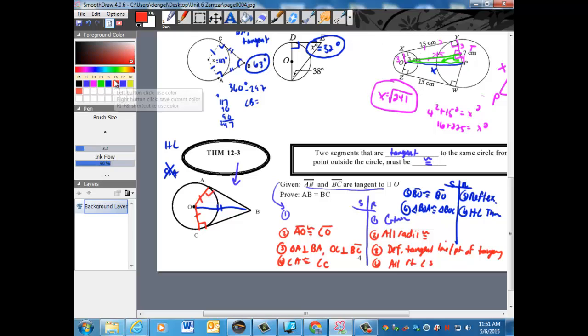All right, and if these two triangles are congruent, then what we can now say is that BA is congruent to BC by CPCTC. Since these two triangles are congruent, we now know that these two lengths have to be the same as well by CPCTC.